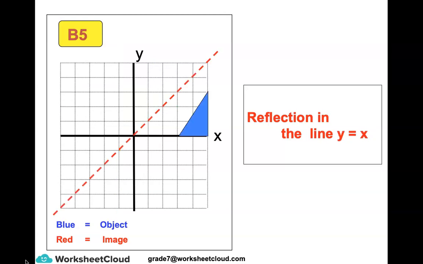Okay, and then we have a diagonal line that you need to reflect in. And as we did earlier with our tracing paper, you do the exact same thing. Trace over the blue object, fold over the mirror line, which is the red dotted line, and you'll see that that's where the image of the triangle ends up.